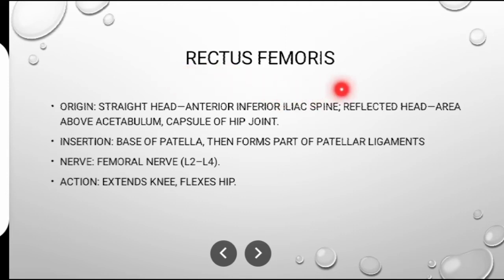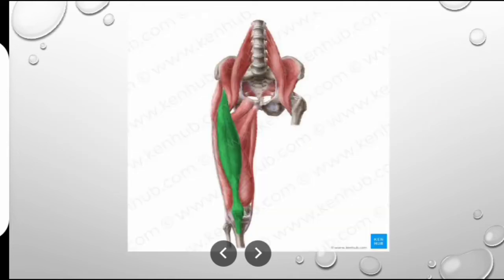The third muscle that is involved in hip flexion is rectus femoris. Origin: it has two heads, the straight head and the reflected head. The straight head originates from the anterior inferior iliac spine and the reflected head from the area above the acetabulum and the capsule of the hip joint. The muscle in green is rectus femoris.